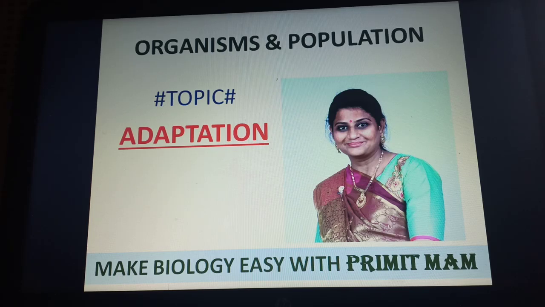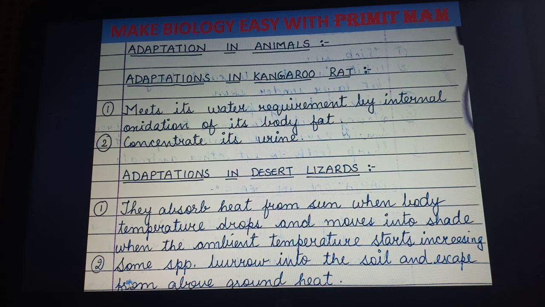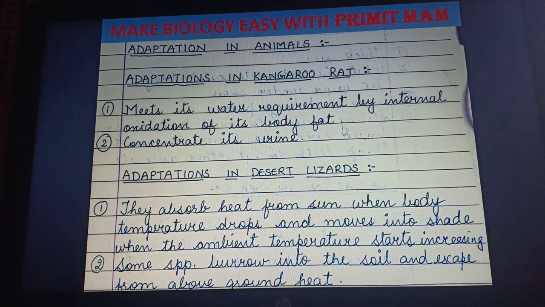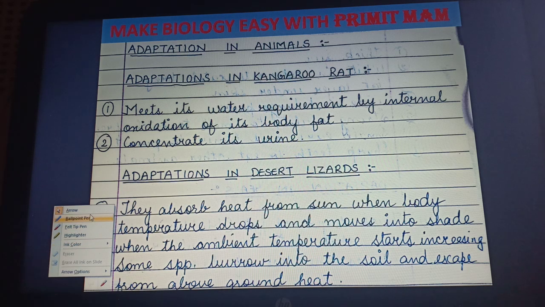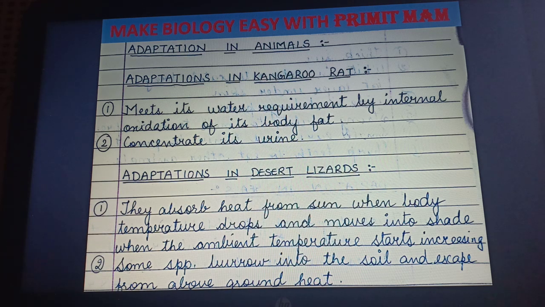Good morning everyone. In our last video we learned about adaptations in plants. In this video we'll be studying about adaptations in animals. Now, adaptations in animals, we will first start with the adaptations in the kangaroo rat.